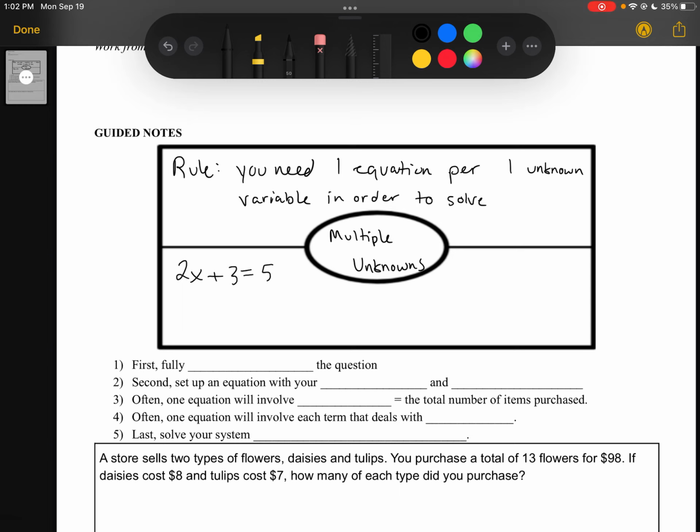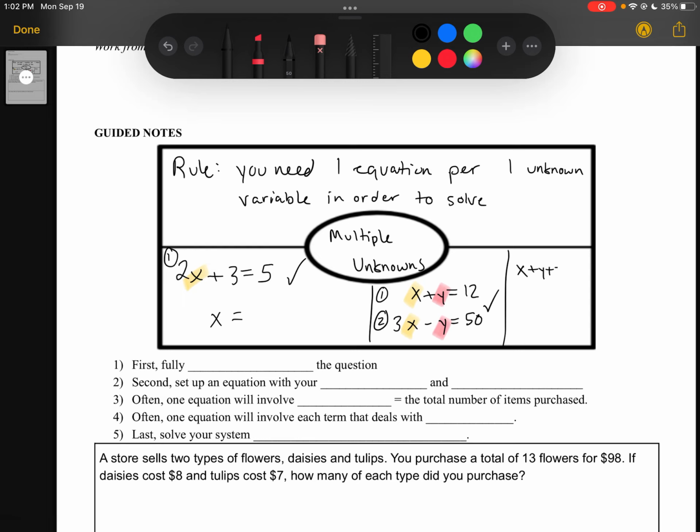2x plus 3 equals 5. In this, you have one variable, one unknown, and there is one equation. So yes, you should be able to get an answer for x. Things that we were doing last week. x plus y equals 12, and 3x minus y equals 50. If you look at this, we have x and we have y. So those are two variables, two unknowns, and we have two equations. So because of that, yes, you are able to solve.